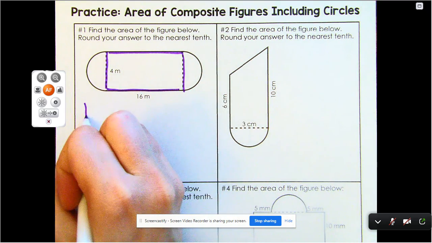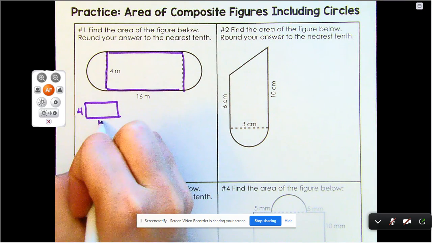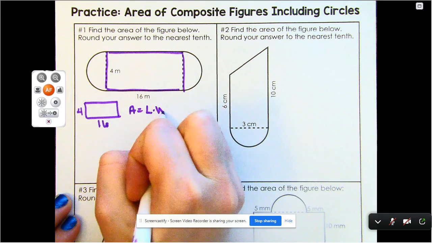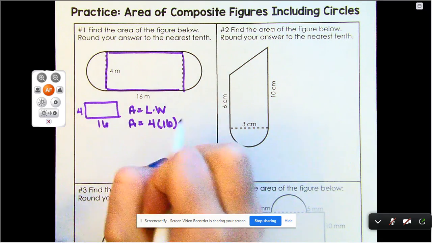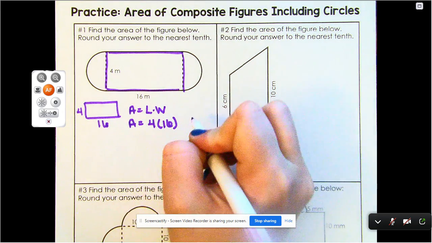Okay, and the rectangle that I pull out of the picture has a height of 4 and a length of 16. So to find the area of a rectangle is length times width. So I'm going to do 4 times 16. That happens to be 64.